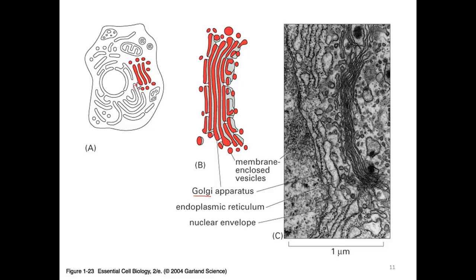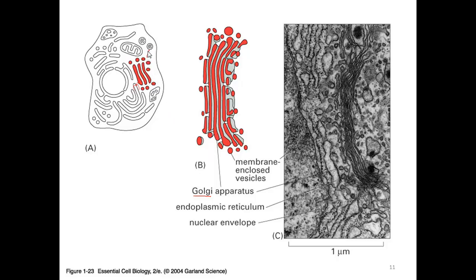These will migrate to the Golgi, and then the Golgi will first process the protein a little bit. They'll attach things like sugars and other post-translational modifications. They'll do a little quality control to make sure the protein is folded properly, and then it will package it in vesicles and sort the proteins.